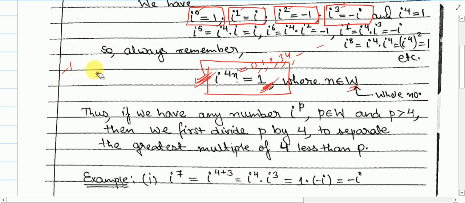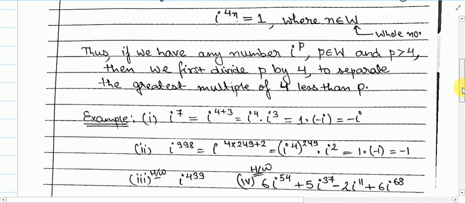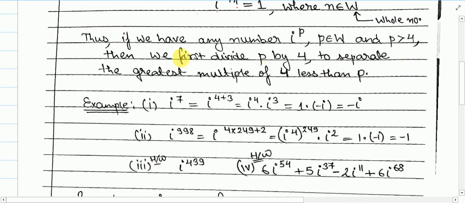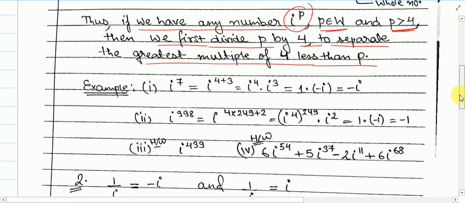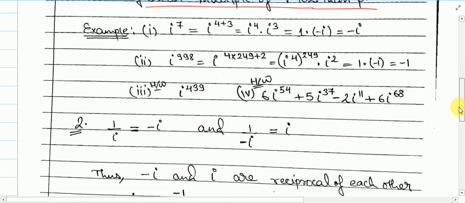So now let us see how we can make use of this information to solve problems. Here I have written that if we have any number i to the power p, where p is a whole number and p is greater than 4, then we first divide p by 4 to separate the greatest multiple of 4 less than p. Just reading the statement, I think many of you would be confused. So let us see an example.